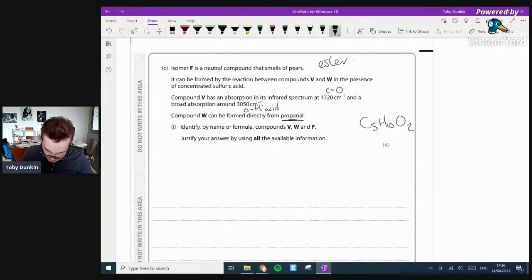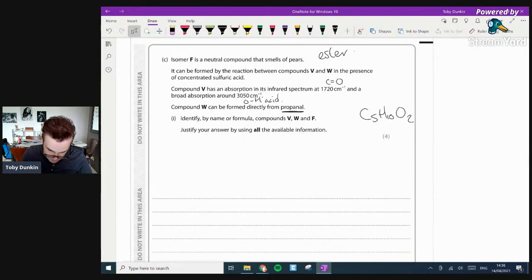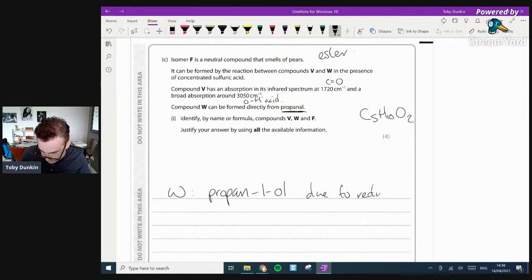Identify all of them, justify your answers with the information. So W is propan-1-ol, because the propanal will be reduced back to the primary alcohol. W is propan-1-ol due to reduction of propanal to form primary alcohol. This is a long question.